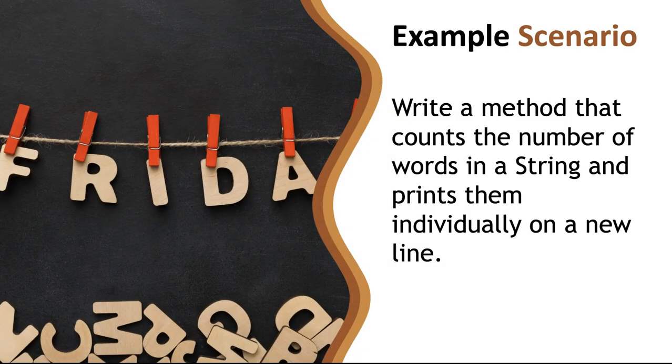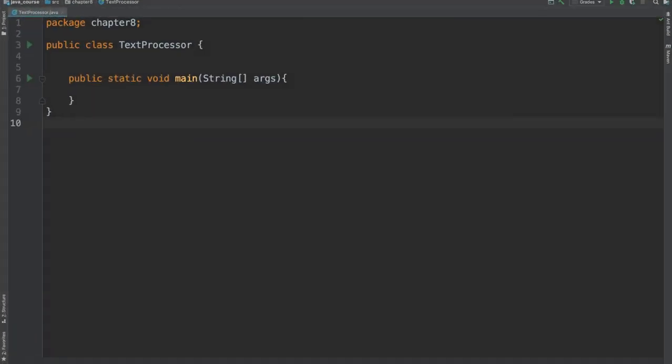To see some of these cool methods in action, let's write a program. We're going to create a method that counts the number of words in a string and prints them individually on a new line. So I created a new class called TextProcessor, and we're just going to make a call to a method that we'll create. We'll call this countWords, and we'll pass it a string. Let's say I love Test Automation University. Okay, now let's create this method.